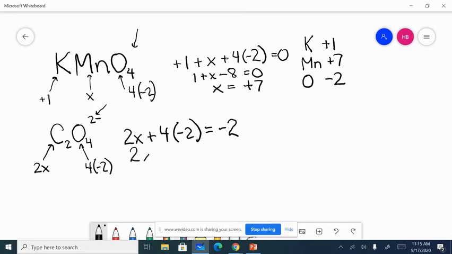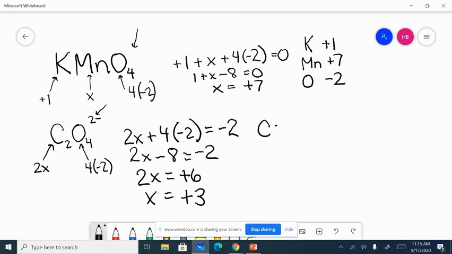So in this case, the charge on carbon is +3, and the charge on oxygen is -2.